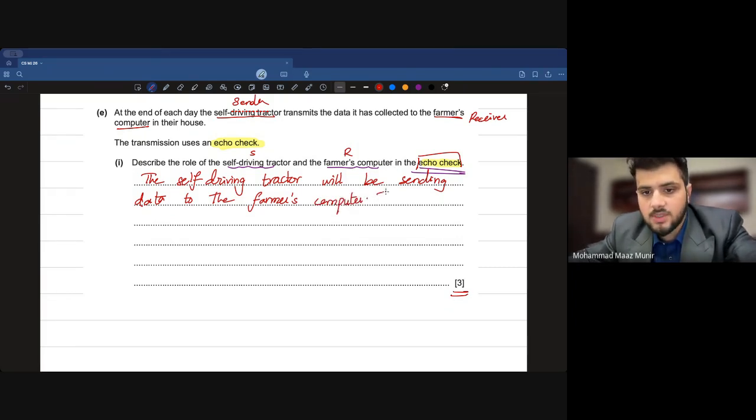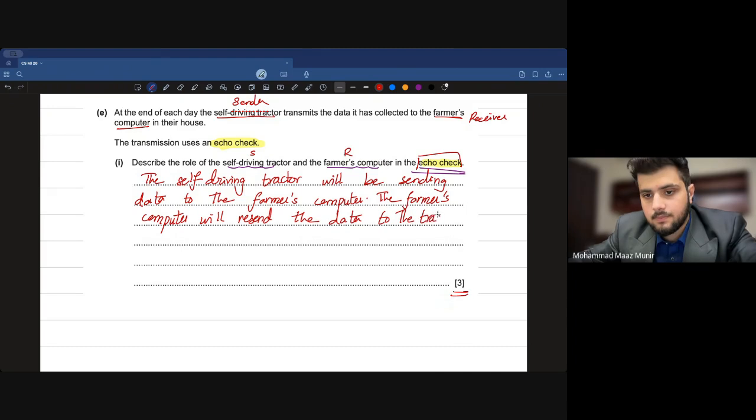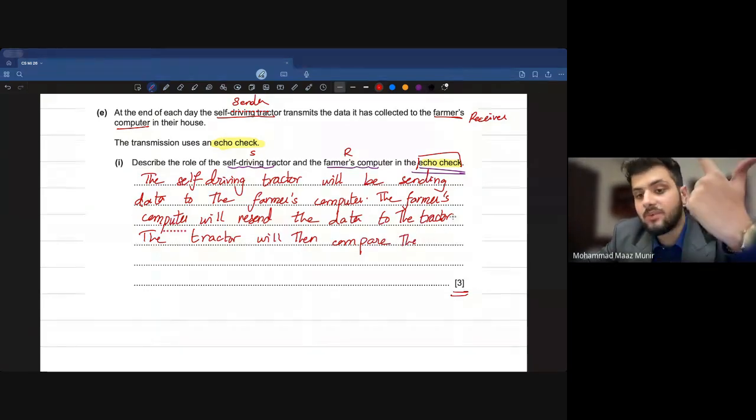Then the farmer's computer will resend the data back to the self-driving tractor. The tractor will then compare the two sets of data. What two sets? The one which he sent and the one which he received, right?